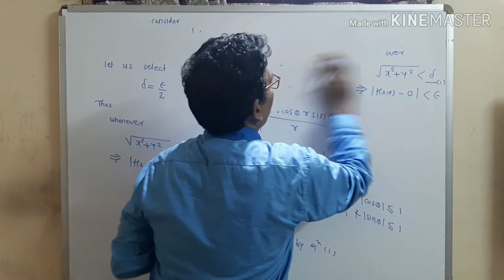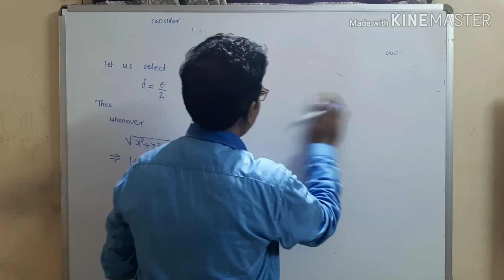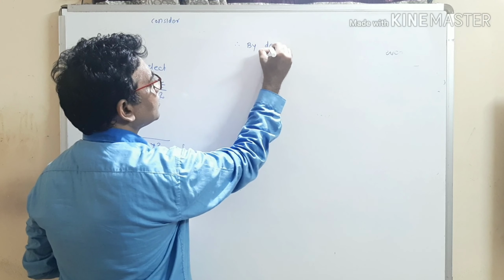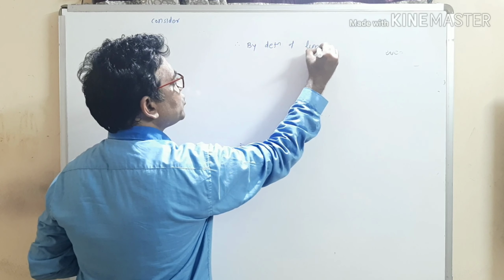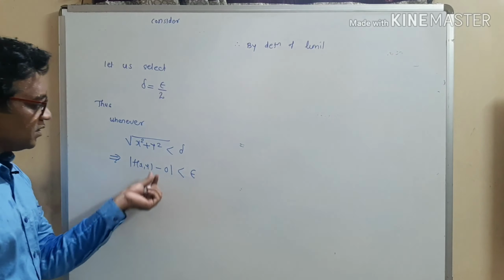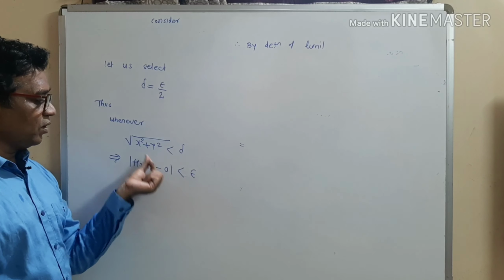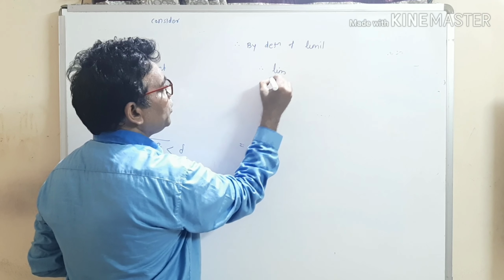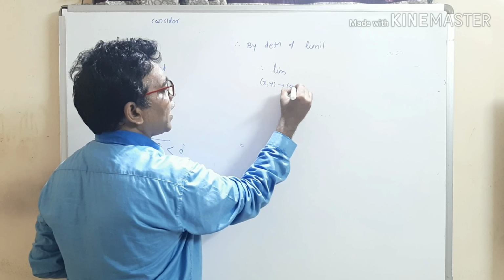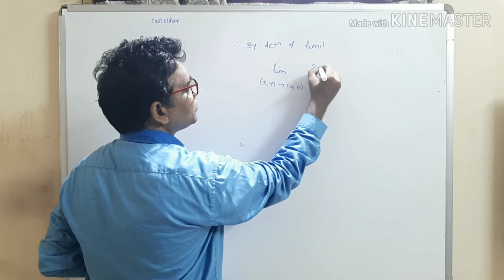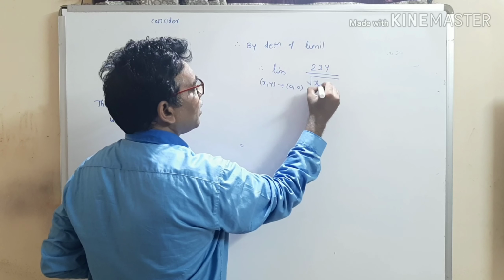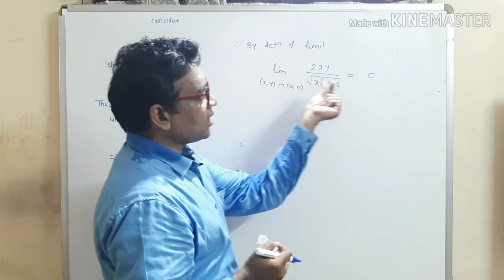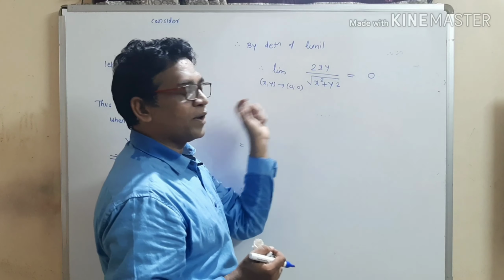So write down, therefore, by definition of limit. What is the definition of limit? This number represents the limit of that particular function. So write down, by definition of limit, limit of the given function as (x,y) approaches (0,0), and what is our given function? 2xy divided by under root x square plus y square, and this is equal to 0. So this is the answer, or this is called the limit of that particular function.